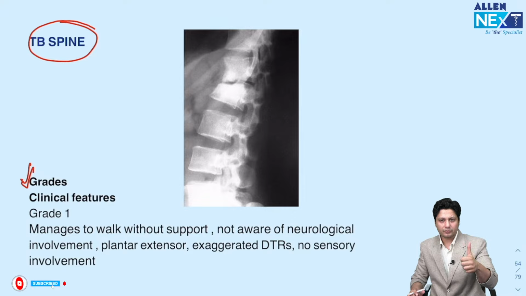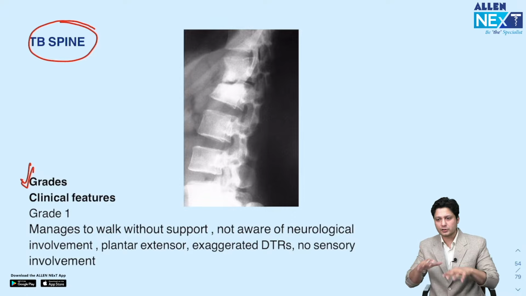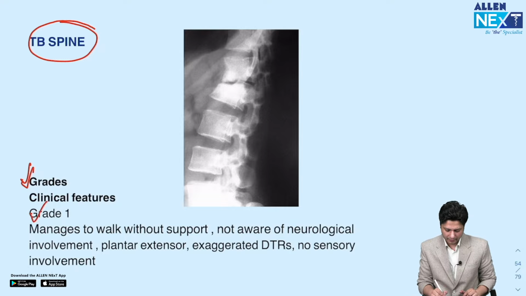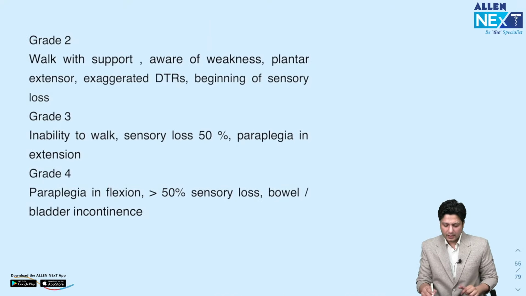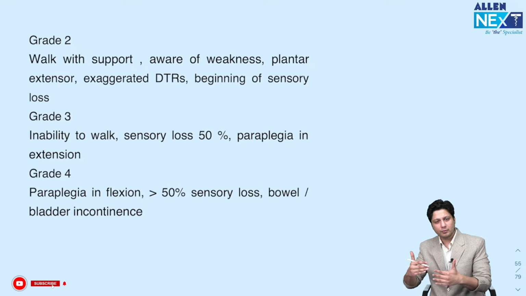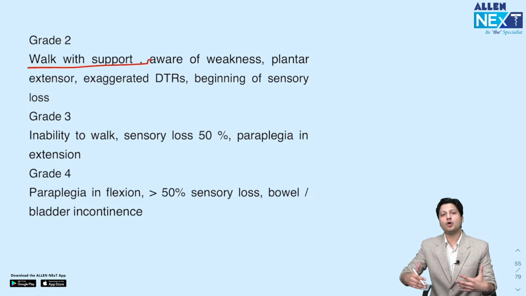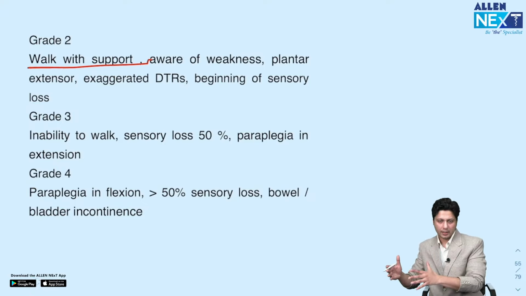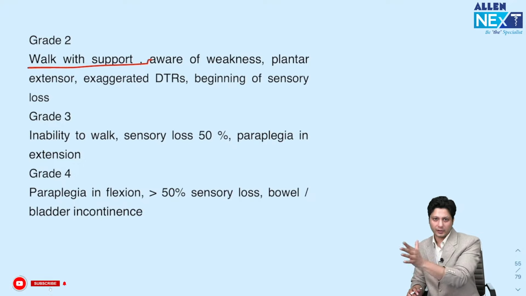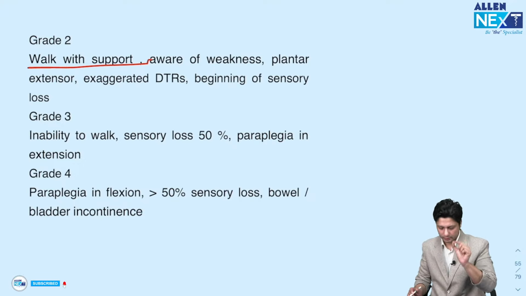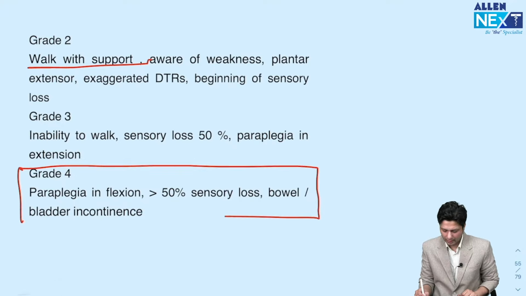Grade 1 is where the patient experiences no motor loss. Grade 2 is where the patient starts feeling some weakness, so he walks with support. Grade 3 is where the patient is not able to walk even with support, and there is associated sensory loss also. What is most important for you to remember is grade 4.